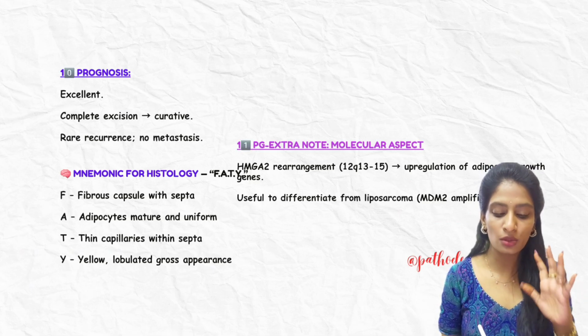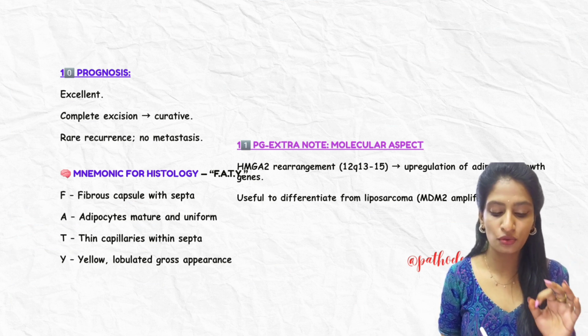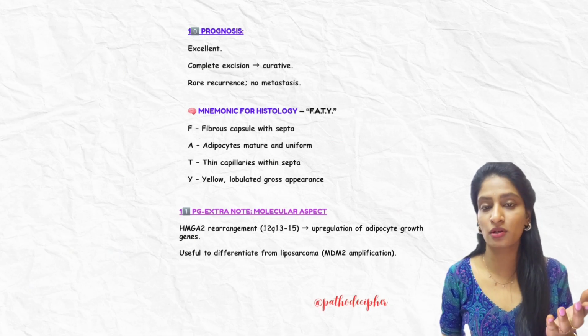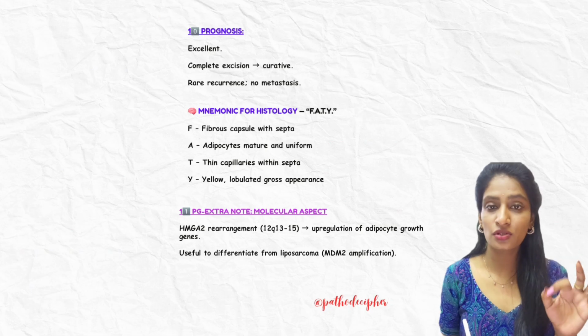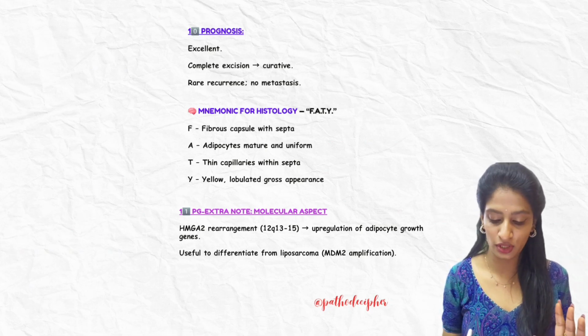For pathogenesis, you should remember the genetic level. That is HMGA2 rearrangement at 12q13-15. There will be upregulation of adipocyte growth genes, and the key feature to differentiate lipoma from liposarcoma is MDM2 mutation.